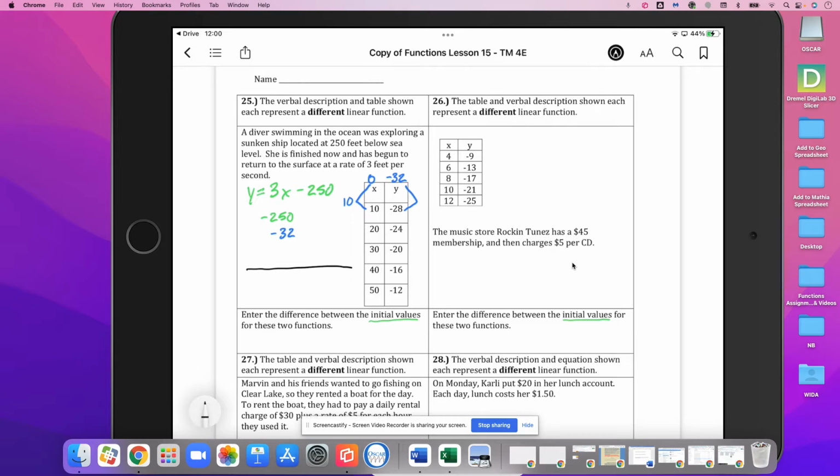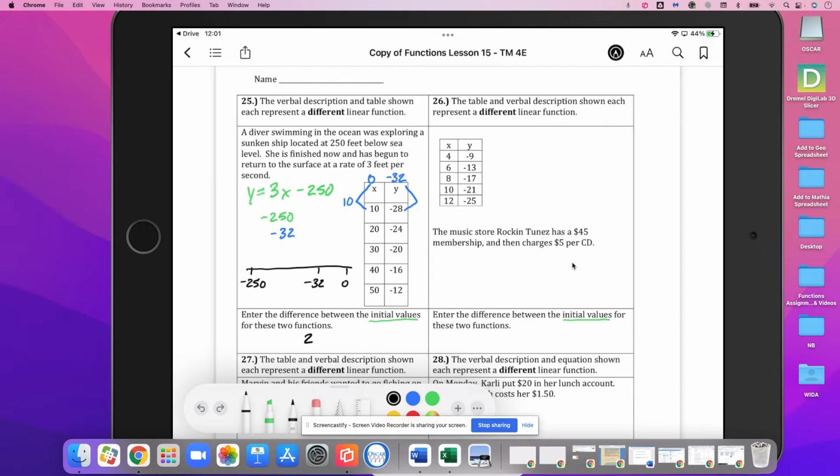So those are both on the same side of 0. So negative 250 and negative 32. All I need to do to get this is do 250 minus 32. And again, I'm subtracting because they're on the same side of 0. And that would give me 228. No, 218. So those are 218 units apart.